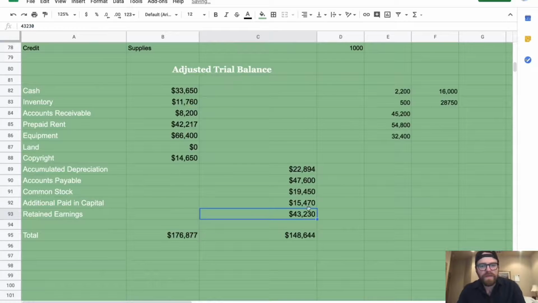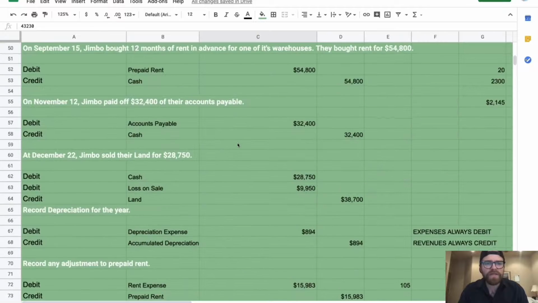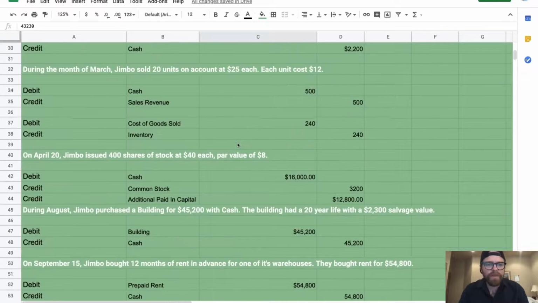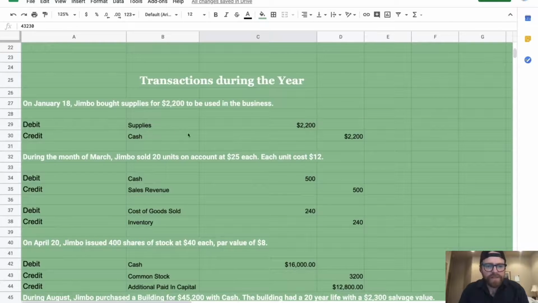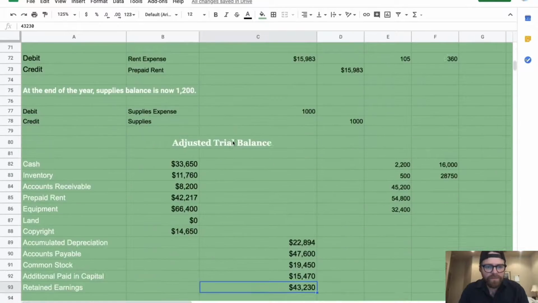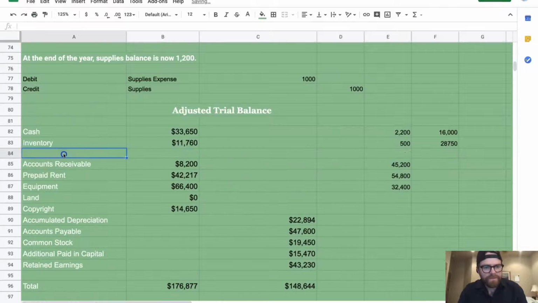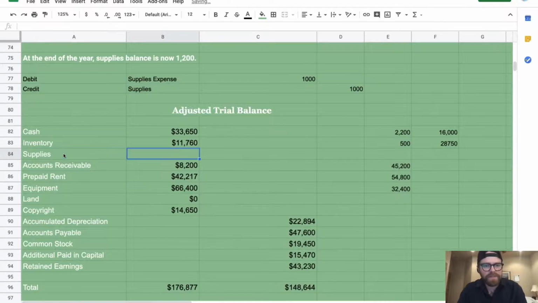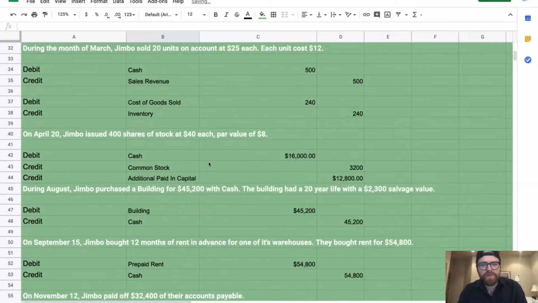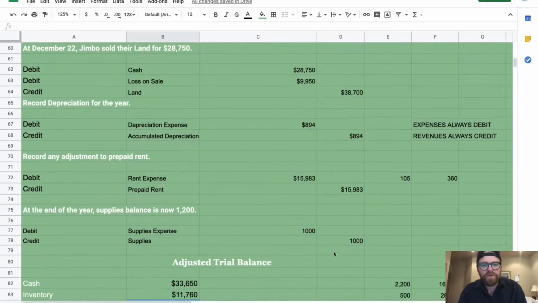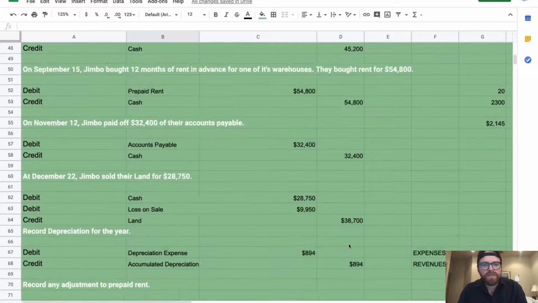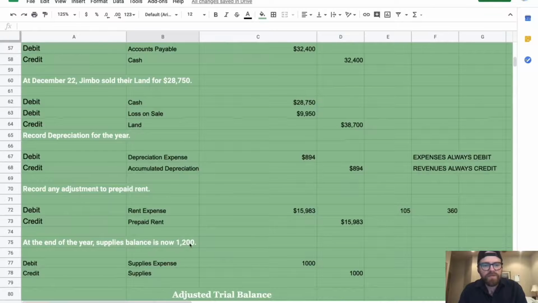There we go. Now retained earnings, that's a tricky one. So retained earnings just keeps track of all your revenues and your expenses. So we're going to add to that. Let's not forget the ones that we haven't done yet. So let's go through here. We didn't do supplies, so we'll add that in here. I'll put that right here. So supplies, and let's go ahead and make sure we get the balance right. If you remember, we used up 1,000 of it. So at the very end of the year, it was at 1,200.